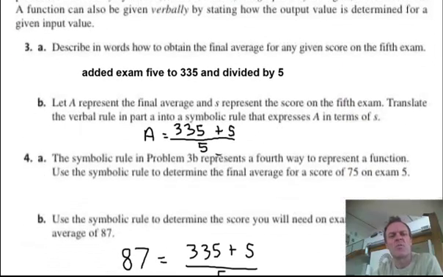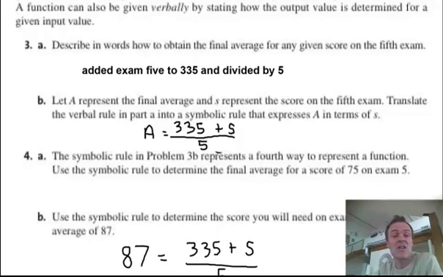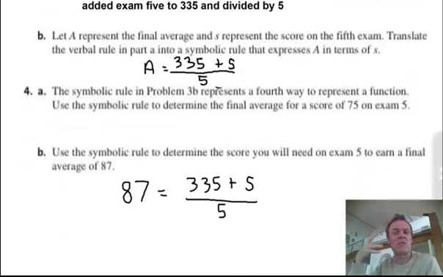So what did I do to obtain the final average for any score? I added the score on exam 5 to the 335 I already have, and divided by 5 to get the average. I created this early because that's what I'm doing in my head. I've got 335 already. If I add the new score, which I don't know yet, then divide by 5, that's 5 tests divided by 5 to give me the average.